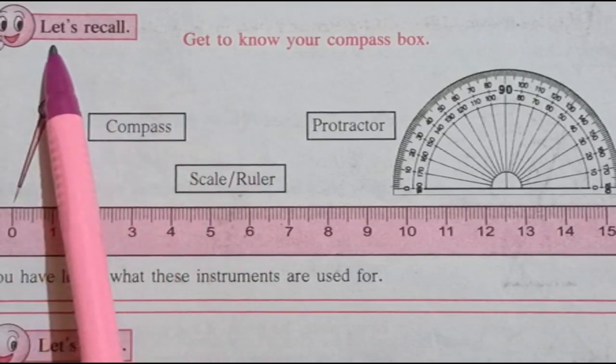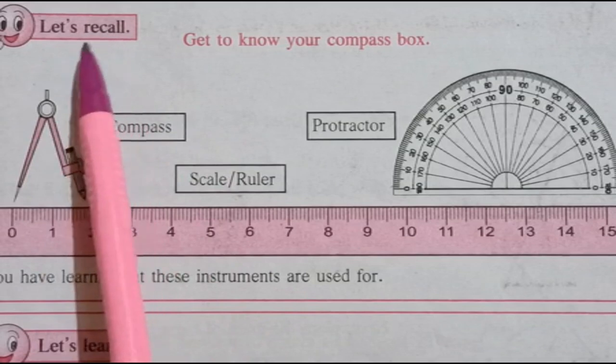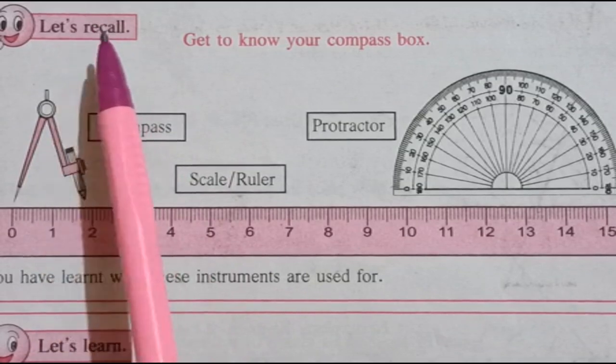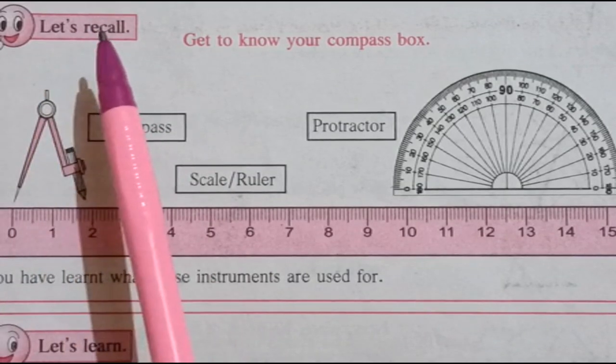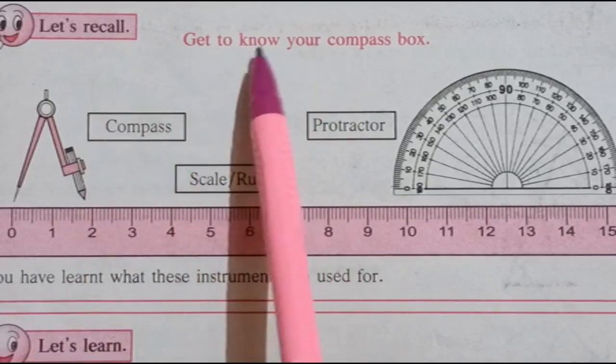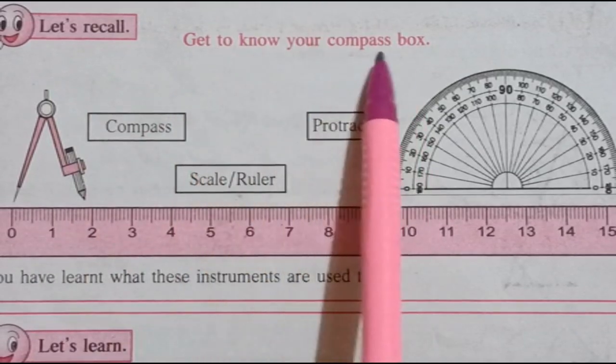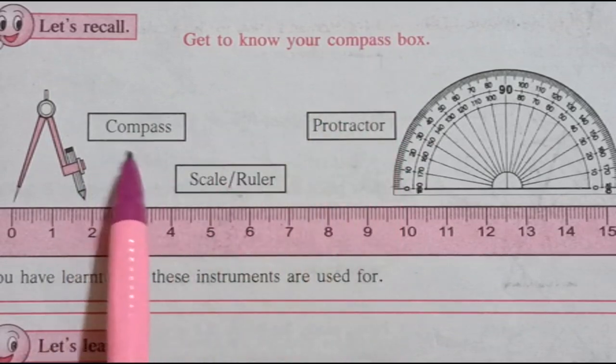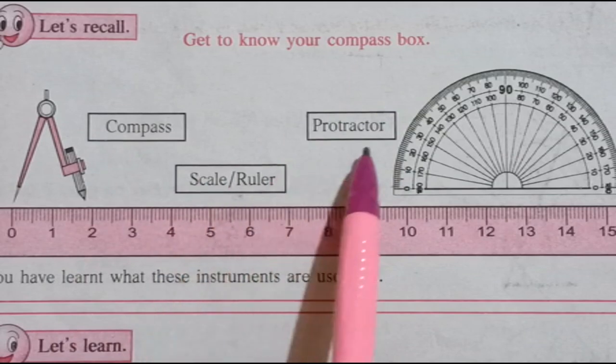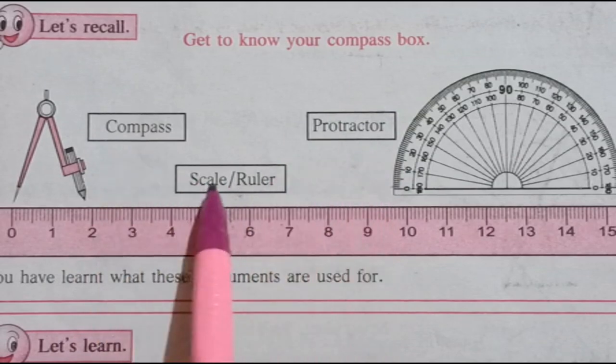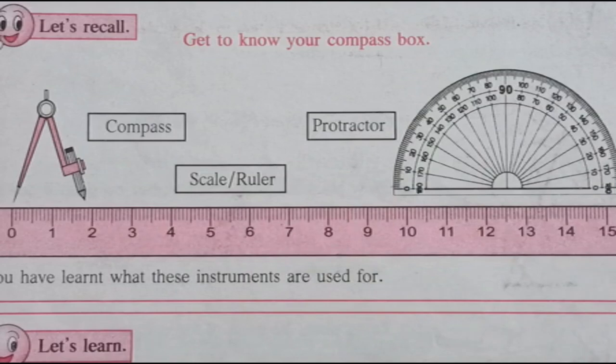In that it is 'Let's recall'. Let's recall means whatever you have studied earlier in 5th standard, that we are going to recall. Get to know your compass box. Your compass box means which box? Geometry box. In that, the first three things are compass, scale or ruler, and protractor. These three things are very important in constructions for geometry.